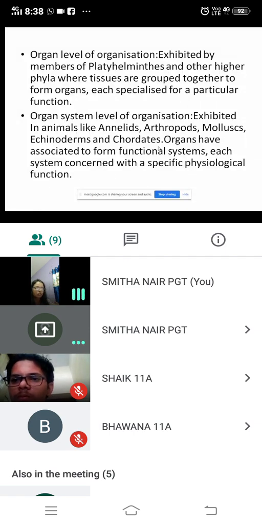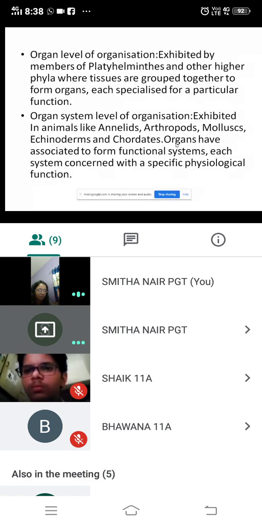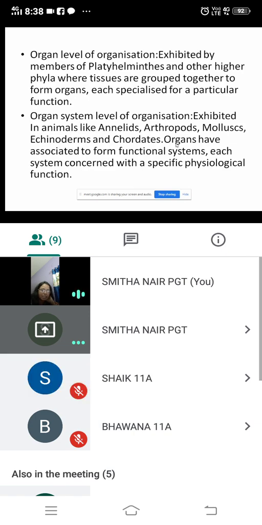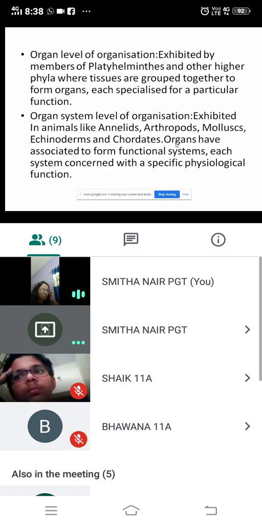So organs are associated to form functional systems. So they will be together, they will be performing a system like circulatory system, reproductive system and all. वो सब together, organs together, they will be performing that system. Each system concerned with a specific physiological function. So each system will be having its own function and they will be carrying out its own function. Like circulatory system है हमारे में, digestive system है, so उन सब में organs है, different organs are there and they are together forming the organ system.